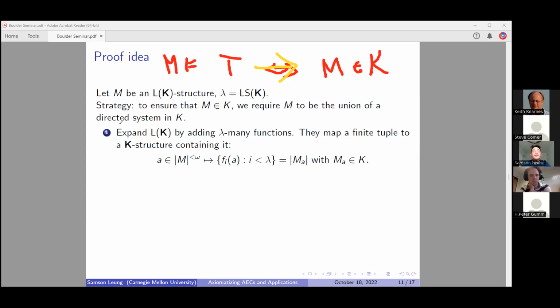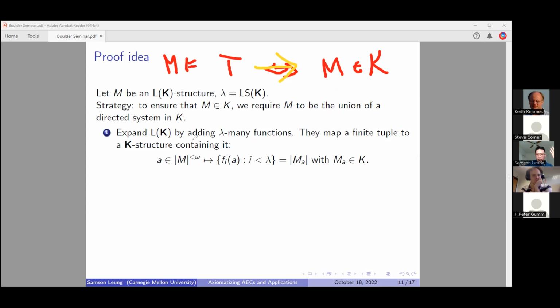I know that if we have a directed system inside K, the union is in K. So why not just make sure that M is the union of some directed system, and all the Mi's are inside K? We can do that, it's good. So we want to make sure that we can talk about small models Mi, which are inside K, and we want to talk about those models being directed. So let's do the first one.